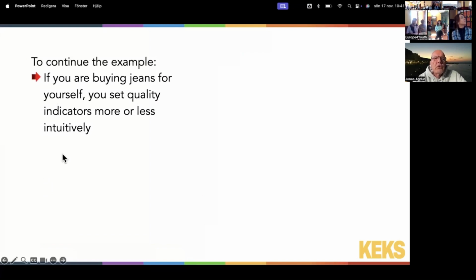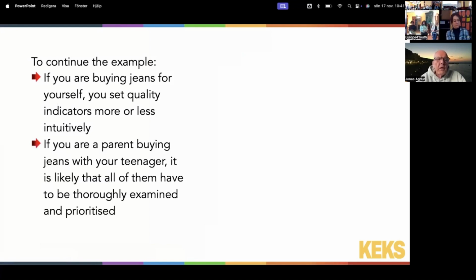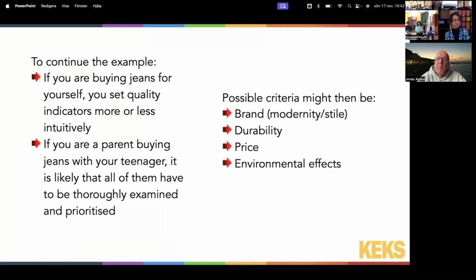If you're buying jeans for yourself, you set quality indicators more or less intuitively. Some of you are perhaps parents. If you're a parent buying jeans with your teenager, it is likely that all of them have to be thoroughly examined and prioritized. Possible criteria for quality might then be brand, durability, price, environmental effects of the production, etc. And this you discuss with your teenager, whereas when you go and buy jeans yourself, you're perhaps not that picky about what brand it should be.